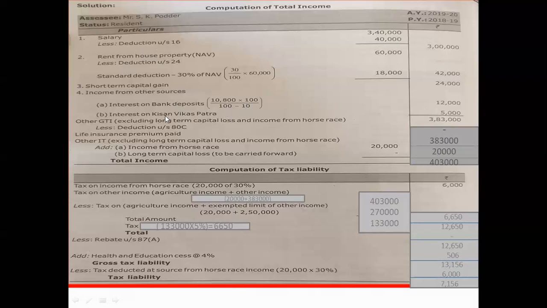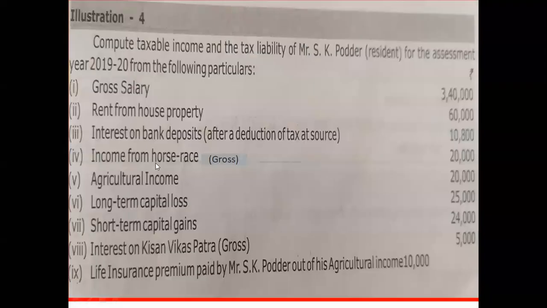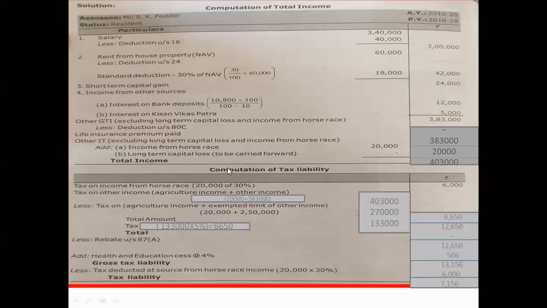Next, interest on Kisan Vikas Patra is also taken under the heading income from other sources. The amount is 5,000. Here we are not taking the income from horse races, that is casual income, because we need to add back the amount after claiming the deduction. That is one option, or we can directly take it to income from other sources. That is the second option.